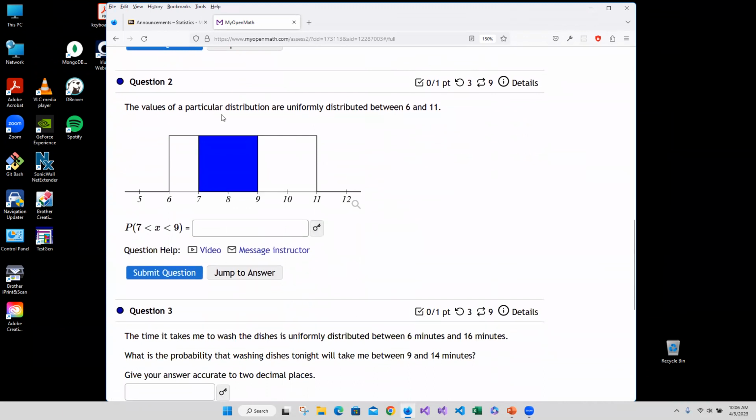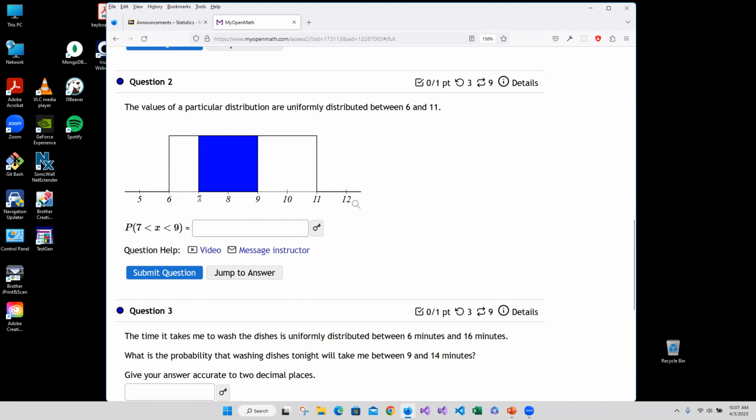Now, you have a uniform distribution between 6 and 11. Remember, the area under this rectangle is 1. Why is it 1? Because it represents the sum of all the possible probabilities within ranges. The range from 6 to 7 is a probability, from 7 to 8 is a probability. We add those up, and they all have to add up to 1.